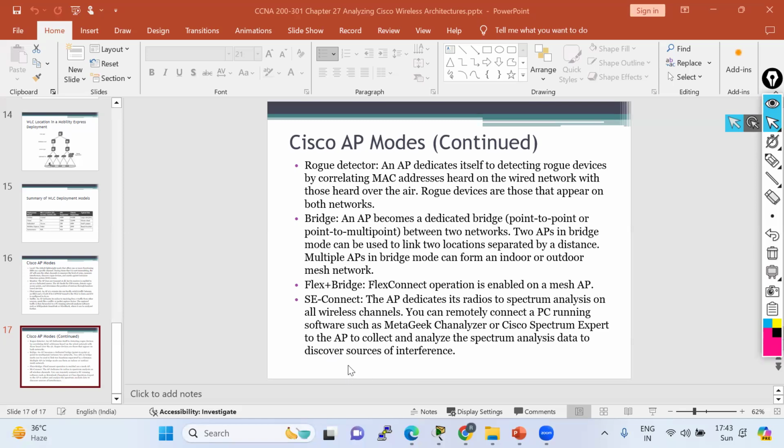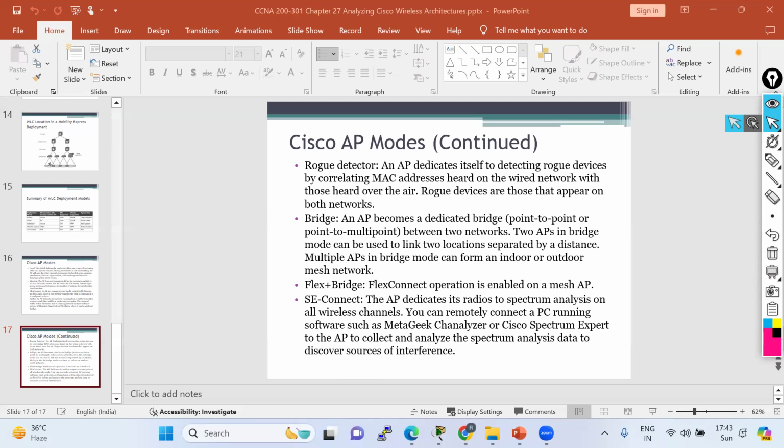So basically it's a high-level technique where you can analyze the spectrum, radio frequency, and channels. Is there any kind of issue, like any kind of noise, any kind of interference, and those are going to be basically protected. So this is how AC connect comes into the picture.